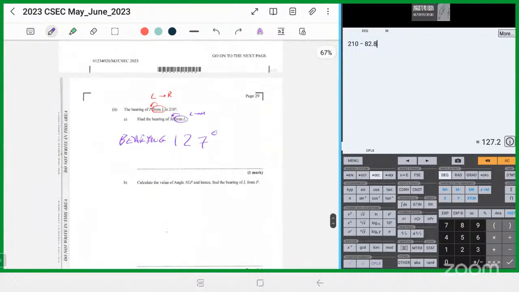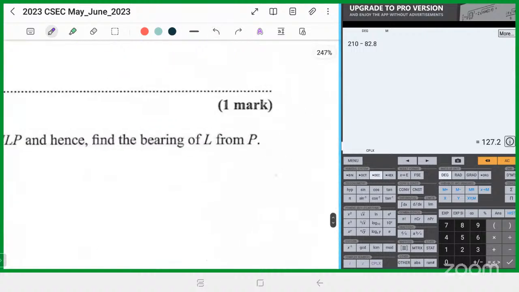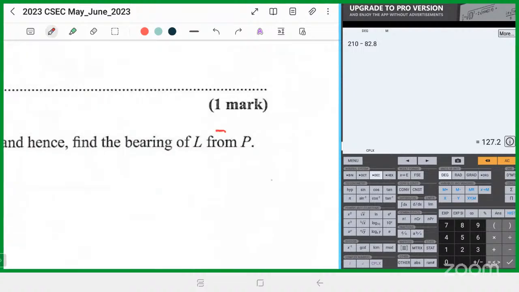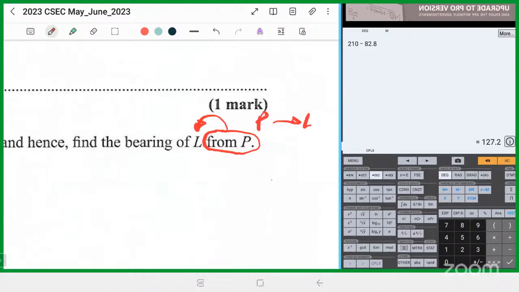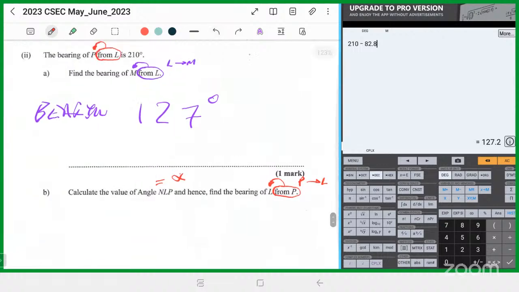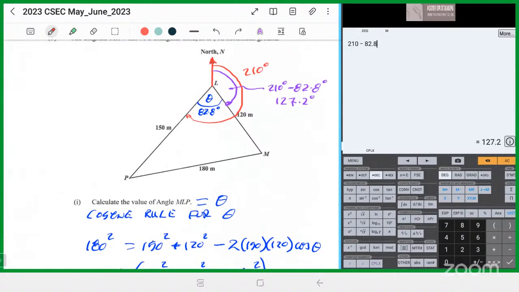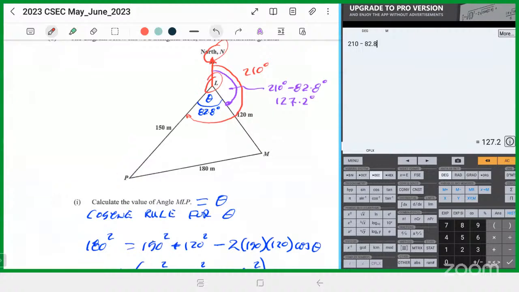Next part says: calculate the value of angle NLP and hence find the bearing of L from P. So now they want the bearing from P to L. But first I want us to calculate the angle inside here, the angle at L. We called one angle theta already, so let's call this angle alpha. The angle at L, angle NLP, is actually the angle right here.